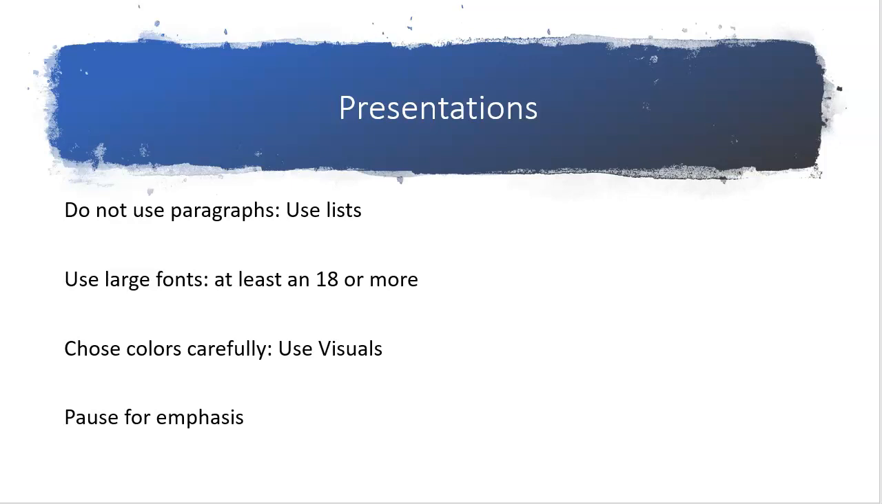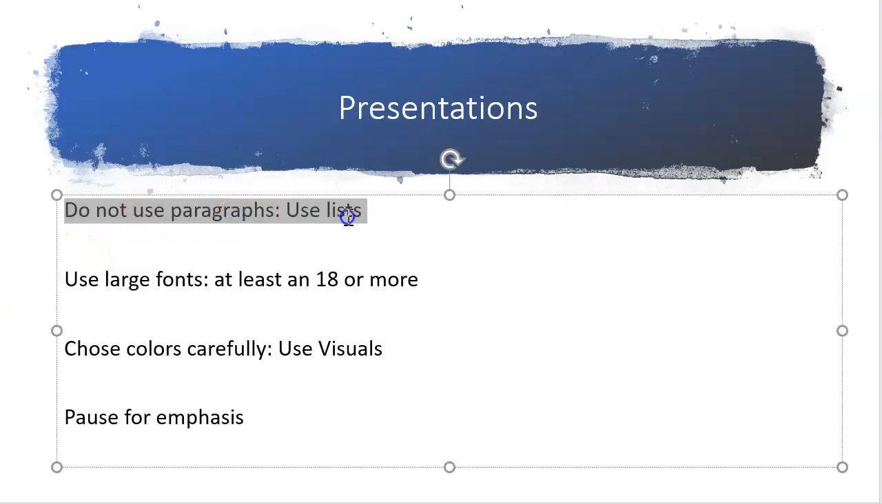Again, finally, remember, when you're doing presentations, some good rules of thumb is do not write in paragraphs. Use lists. An example of this is obviously what I'm doing here. I'm not listing the paragraphs. I'm not writing out everything I'm saying, but I'm using lists and just points like this. Use a large font, at least 18 or more in your PowerPoint, like this. Use colors carefully and use visuals. So as I've been saying already in multiple cases.